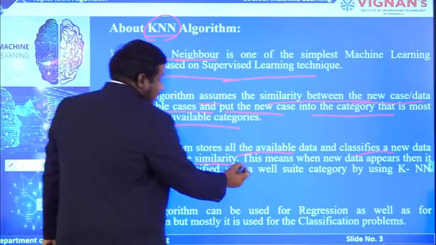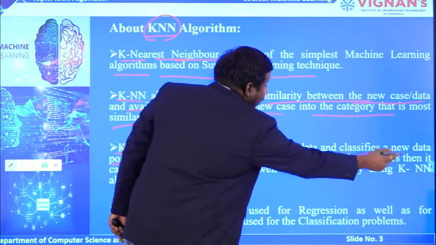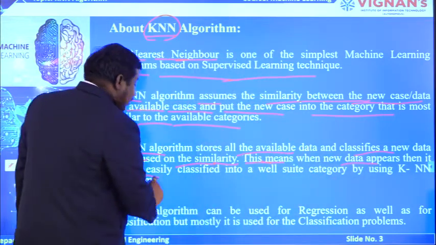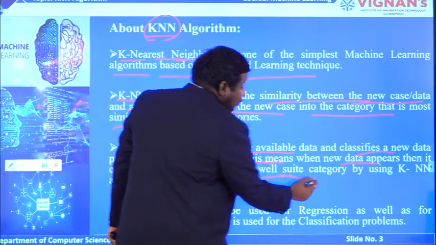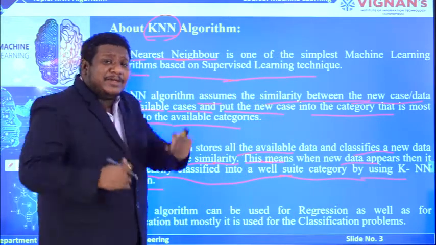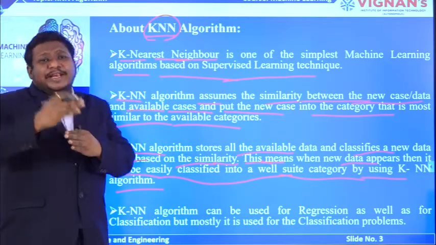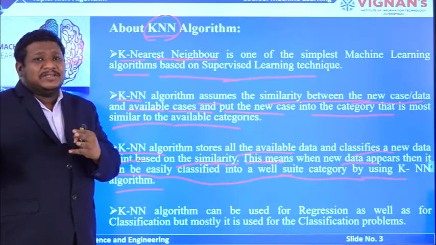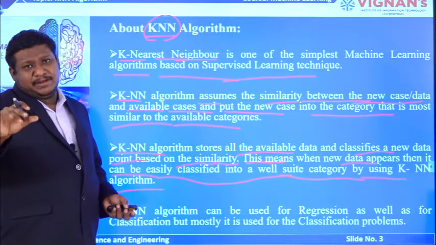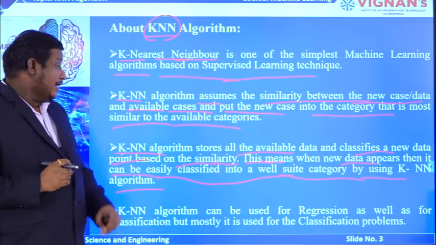See, more explanation I have given here. This means when new data appears, it can be easily classified into a well-suited category by using the KNN algorithm. That means whenever you have a new data point, you are going to assign that data point to one of the existing data sets by using this algorithm. That is the process we are implementing in this KNN algorithm.